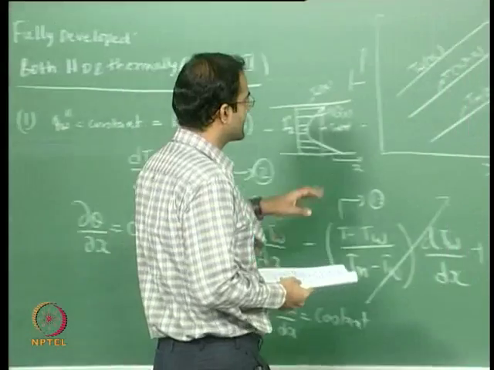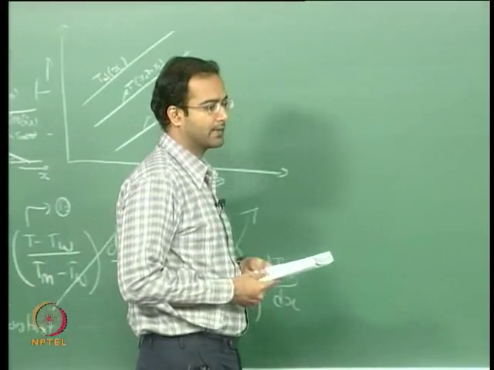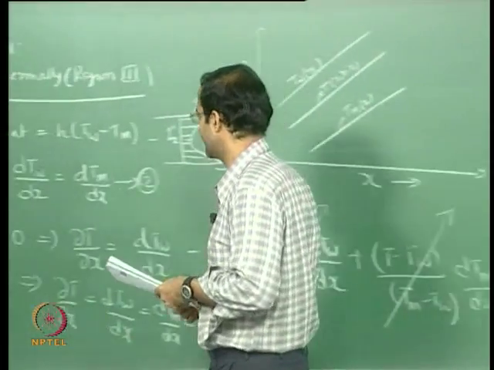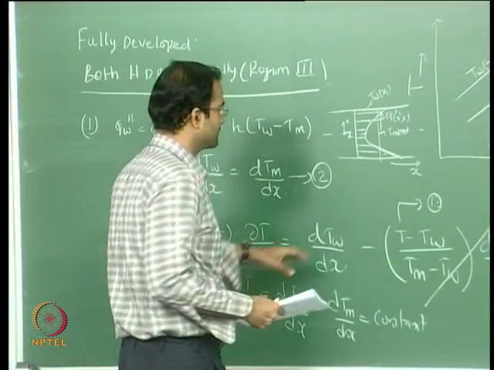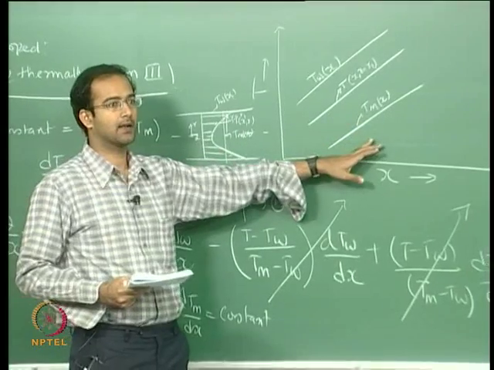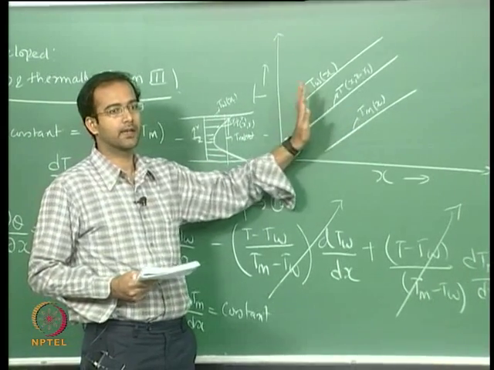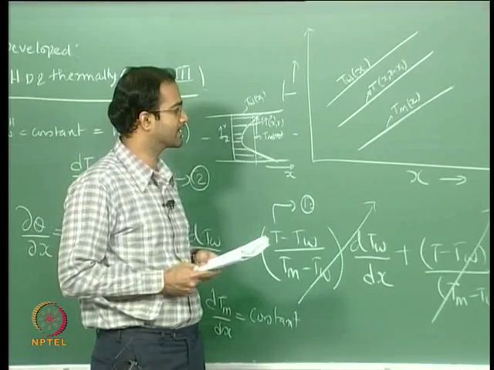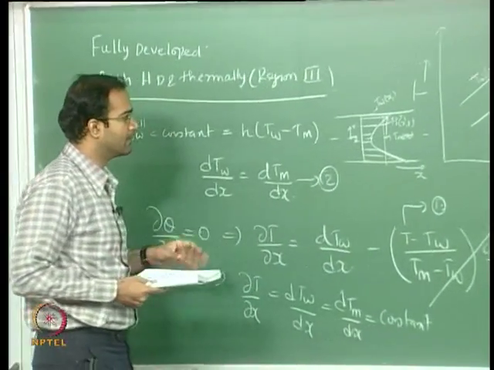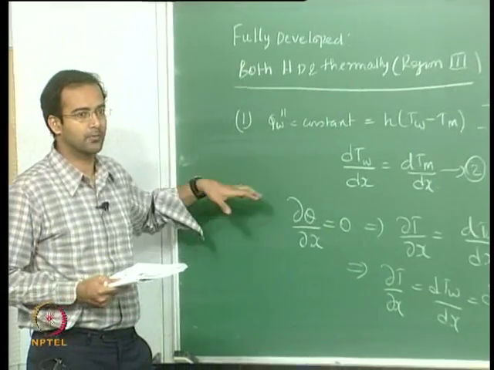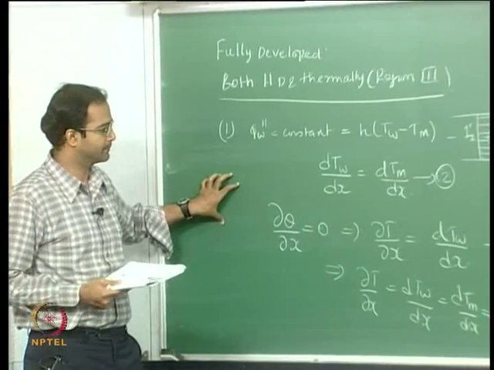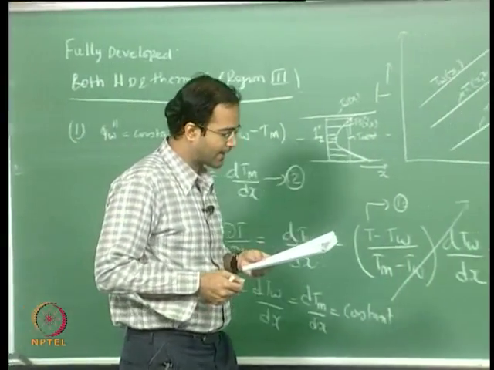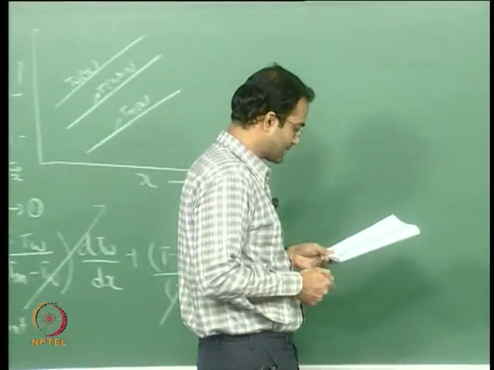So this is the characteristic of the temperature variation as far as the constant heat flux boundary condition is concerned. All three variations are identical, they are just parallel to each other, but they keep varying with the axial position. That is the characteristic nature of the thermally fully developed flow. Of course, they have to be hydrodynamically fully developed also.